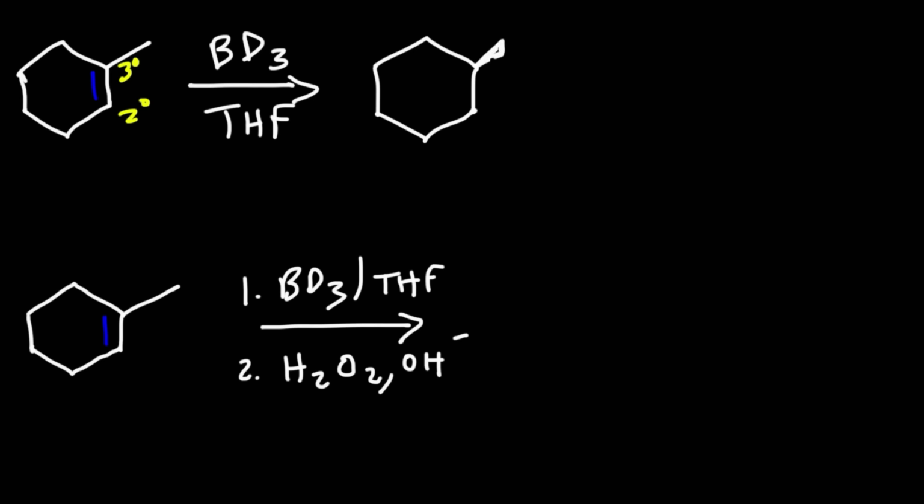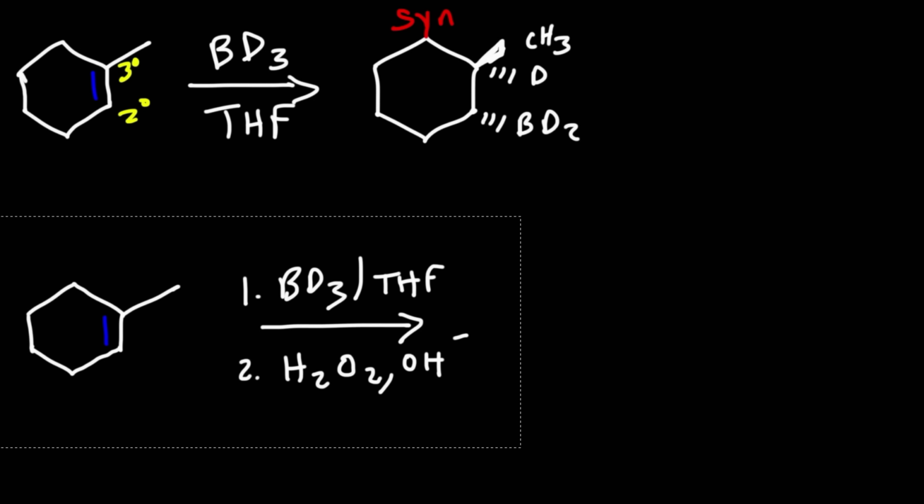So let's say the methyl group is in the front. Deuterium will then be in the back, and BD2 will also be in the back. These two groups are added on the same side. This is called syn addition, when they're added on the same side.